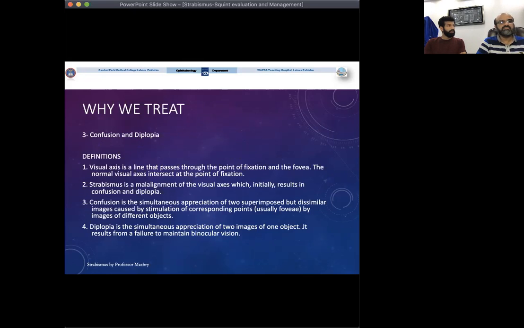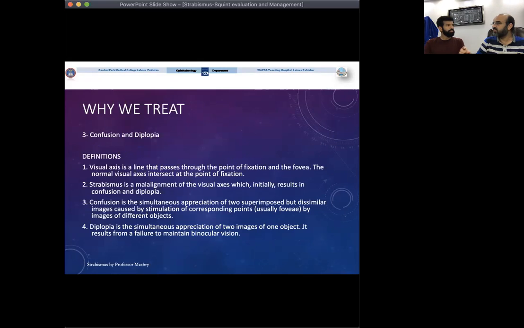What's metamorphopsia? That is distortion of the image. That is because of the macular pathology. That doesn't come in the domain of strabismus. That is a kind of macular problem. It is the metamorphopsia or dysphotopsia or micropsia or macropsia. These are the terms which we use to explain distorted macular vision.